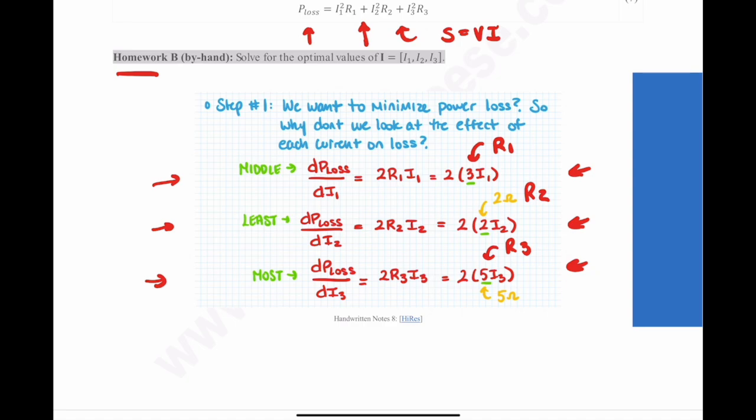And what we see is that the greatest value is going to be, so over here we have a value of 6i1, we have 4i2, and we have 10i3. So we see that the greatest effect is going to be caused by current number 3, then next being current number 1, and the least effect is going to be current number 2. So we know the order in which we want to try to ramp these generators up.